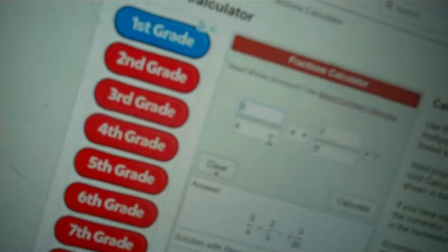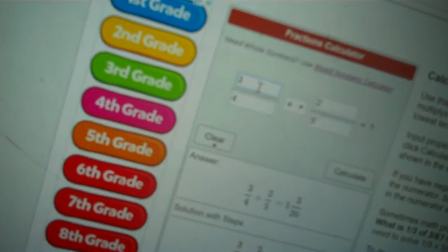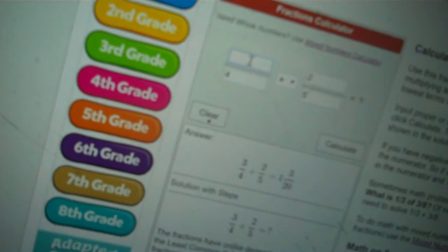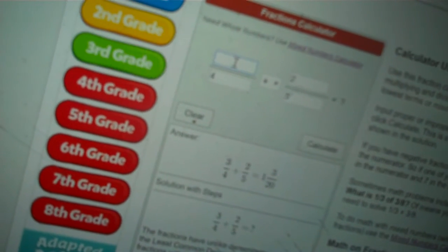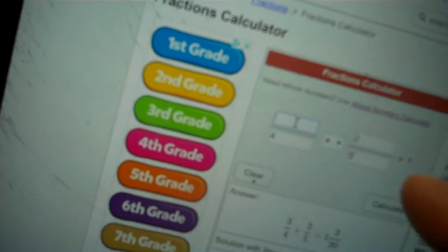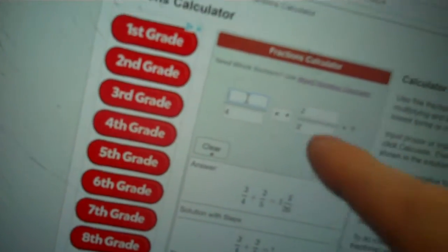And this, you just add fractions right here, okay? I think you can do negatives, yep, you can. And then if we need mixed numbers, we'll just click on that link above there. Okay, that's what we need for the stuff.